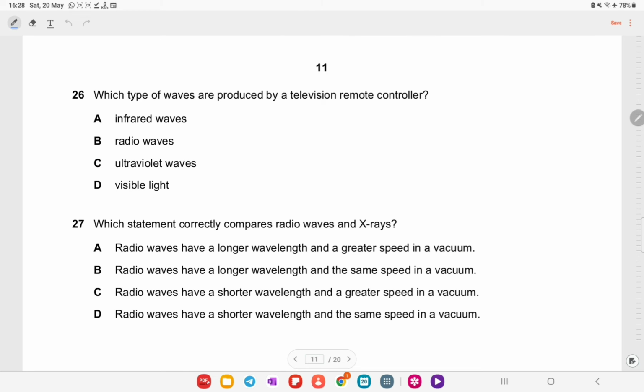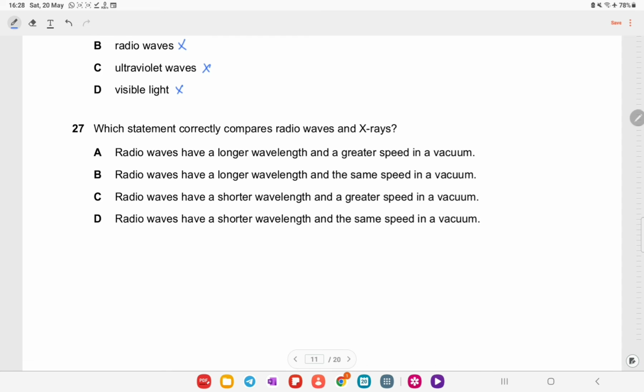Which type of waves are produced by television remote controllers? It's going to be infrared waves, not radio, ultraviolet or visible light, because we can't see those waves.